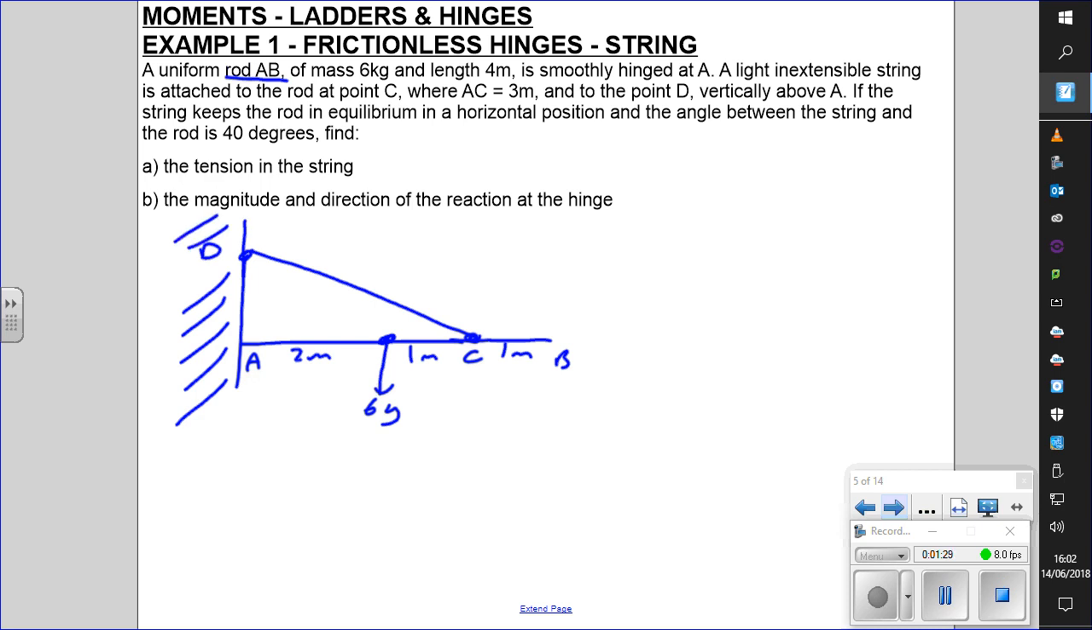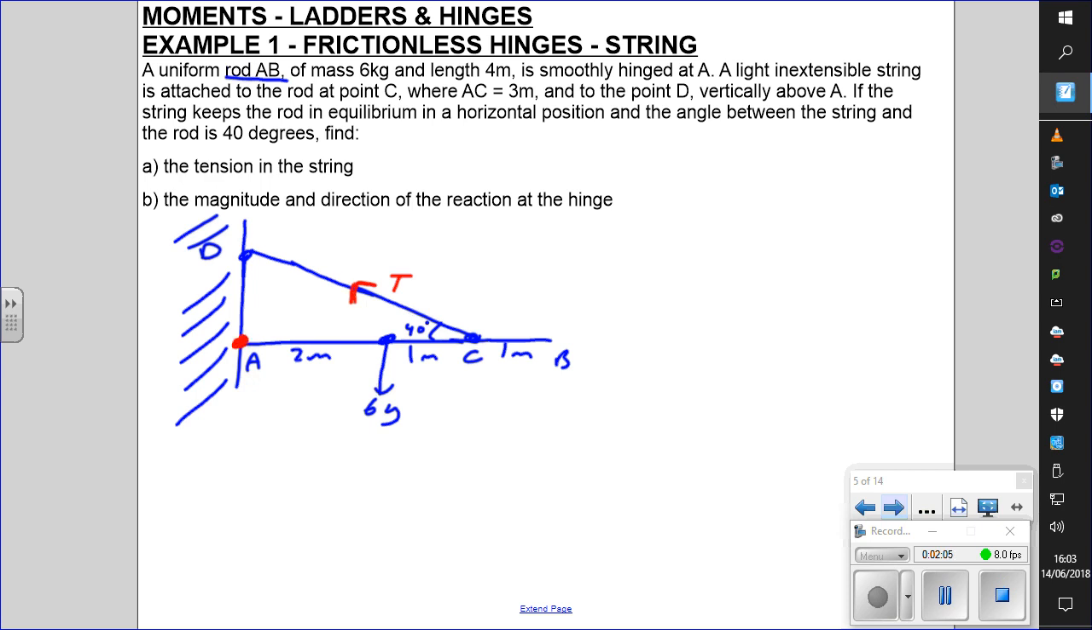The string keeps the rod in equilibrium in a horizontal position, and the angle between the string and the rod is 40 degrees. So there's 40 degrees there. Find the tension in the string. Okay, so a few things to talk about here. A, this rod is going down, so where's tension going to act? Okay, we only care about forces on the plank. We know tension does this, but I don't care about the force on the wall. So just don't even bother with that. We're only interested in forces on the plank, okay?